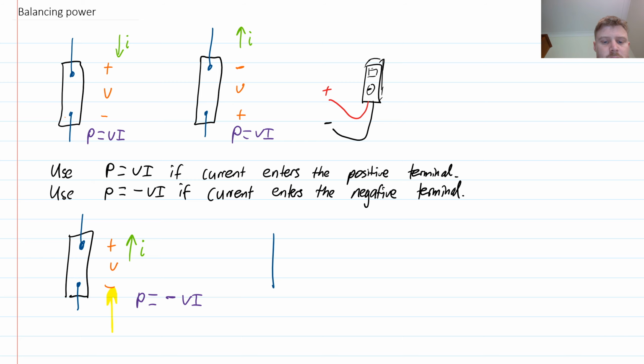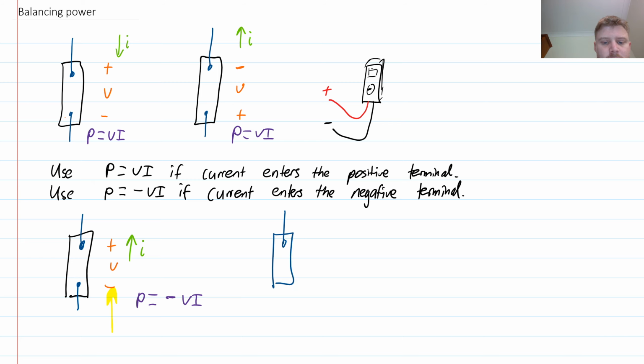And I can draw another example. Let's say the voltage is defined this way around, but the current is also going up the page. Here the current is entering the positive terminal, so we use P equals VI, positive VI. Putting this together allows us to do a bit of a sanity check on some voltages and some currents that you've calculated.